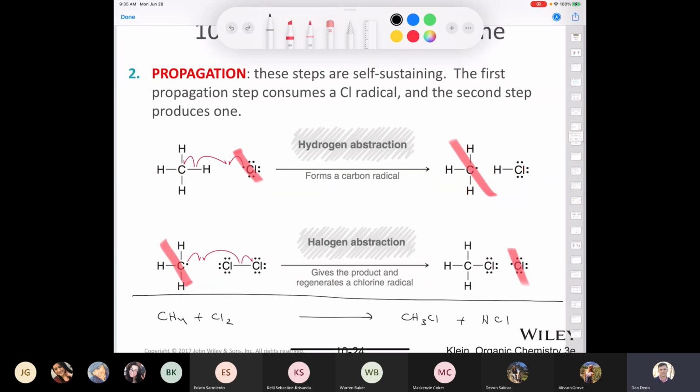But again, what I want to point out is that this is a self-sustaining sequence of events. Why? Because in the first step, you consume a chlorine radical, but in the next step, you produce a chlorine radical. So this keeps it going and going and going.